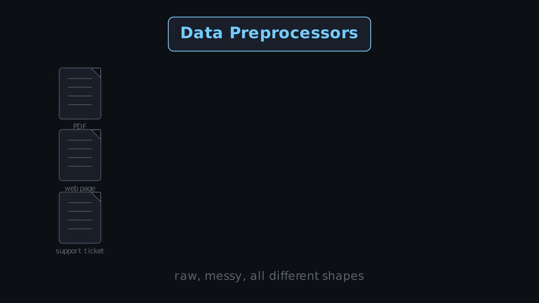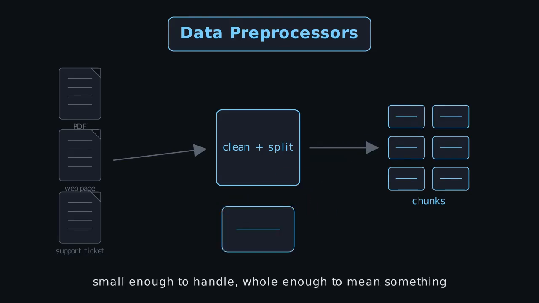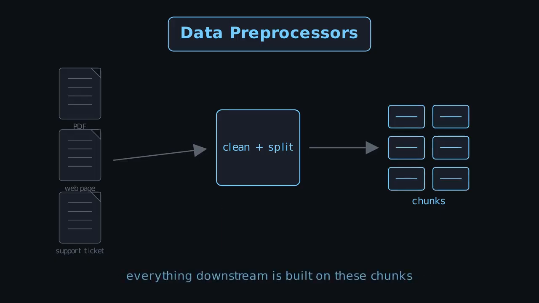It's messy, it's inconsistent, and it arrives in every shape imaginable. Data preprocessors tame all of this. They clean the text, strip out the noise, and split each document into small, focused passages we call chunks. The real art is in the size. Each chunk has to be small enough for the system to handle efficiently, yet large enough to still carry a complete, self-contained idea. It's the least glamorous step in the entire pipeline, but it is quietly the most important because every single stage that follows is built directly on top of these chunks.